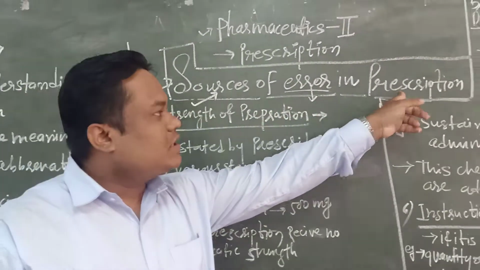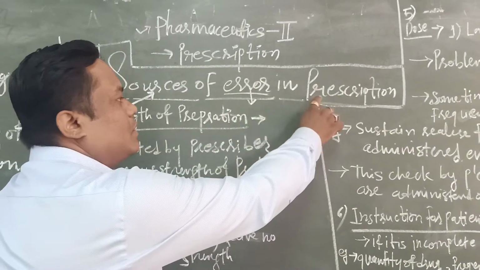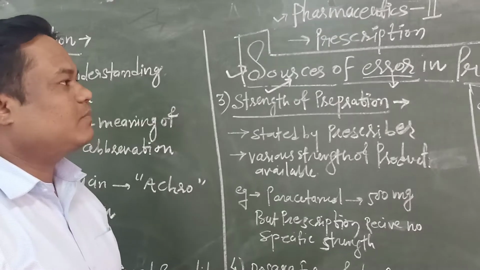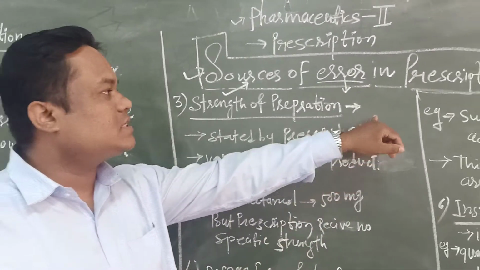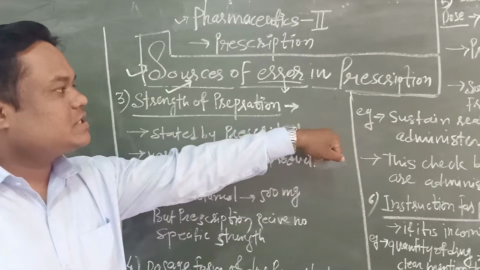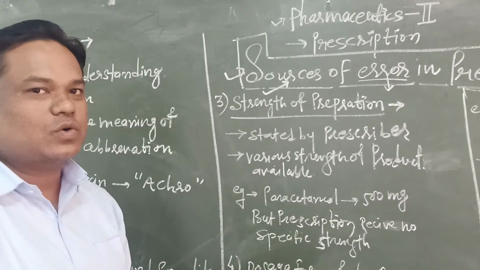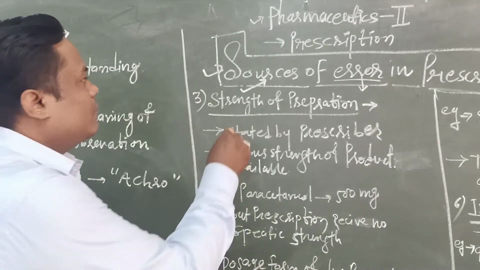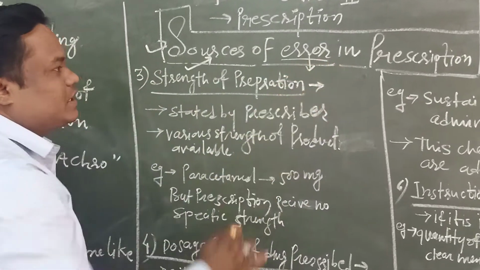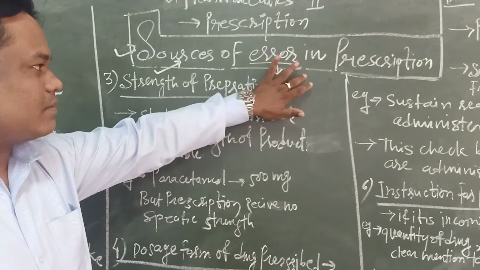Then prescription is defined as a written order by a registered medical practitioner or any other properly licensed practitioner such as a dentist or veterinarian to the pharmacist to compound and dispense the specific medication to the patient. It is called a prescription. Therefore, these are the sources of error in prescription, where it occurs in the prescription order which is written by the prescriber.